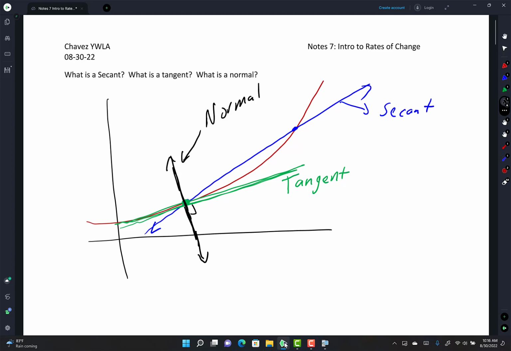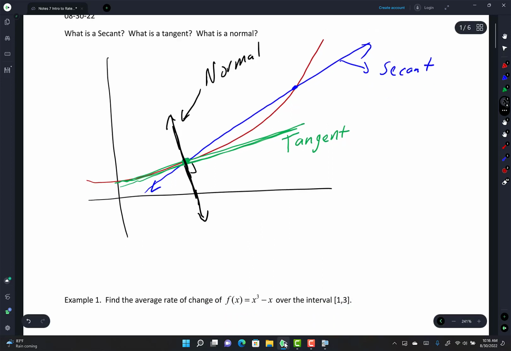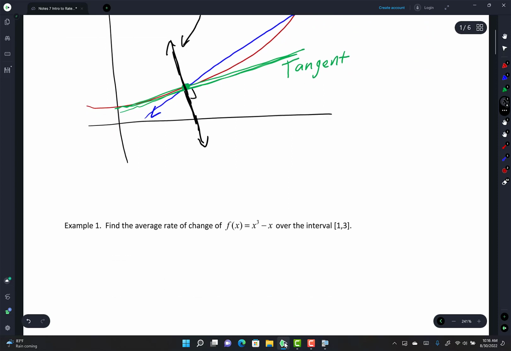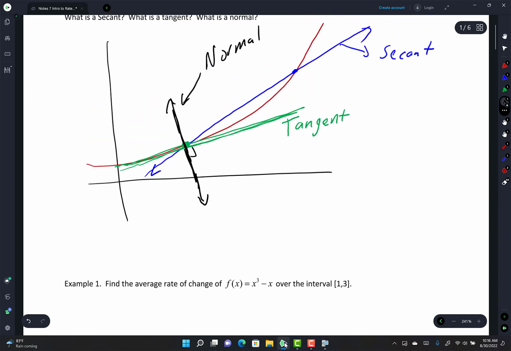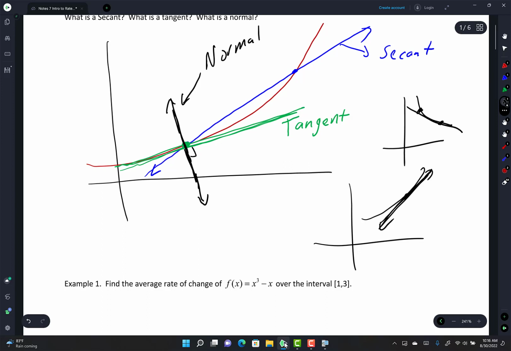Are we clear with tangents, secants, and normals? Okay. All we did was this, guys, in case you're real quick. What's a tangent? A tangent goes through a point like this. What's a secant? A secant goes through 2 points like that. And then what's a normal? A normal is perpendicular to a tangent.